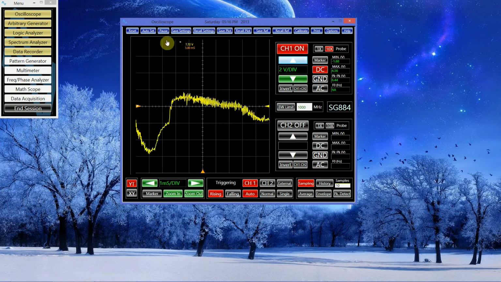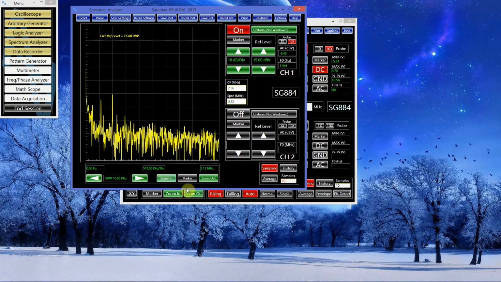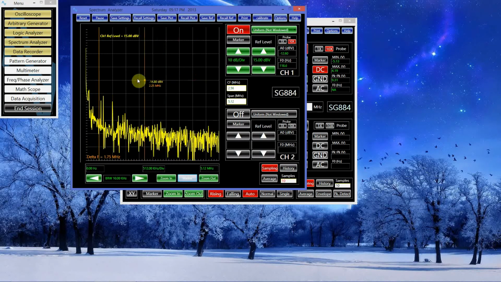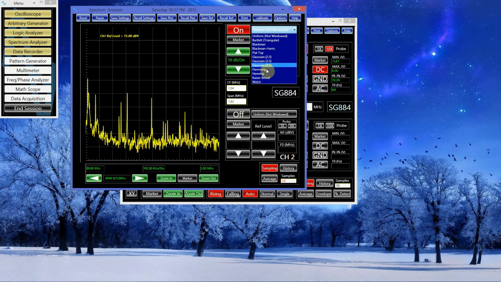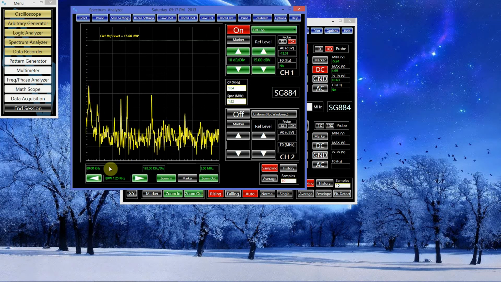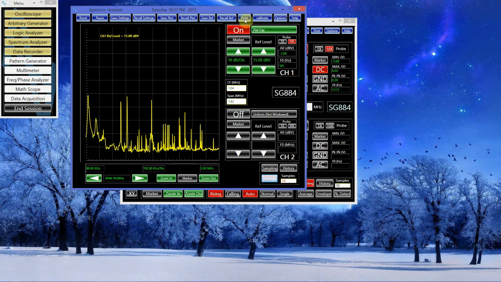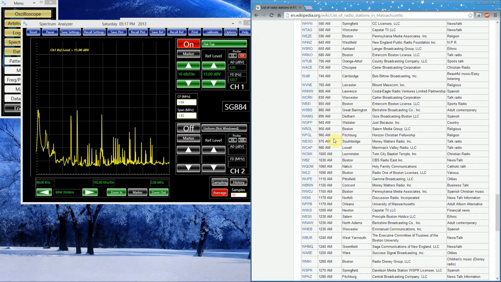Let's take a look at this in the frequency domain using the spectrum analyzer. I'm going to zoom into the region where I expect most AM radio stations to be. I'm going to adjust some of the features, like the window and the bandwidth resolution. Also turn on averaging. Let's compare what we see here against the list of radio stations in the Boston area.